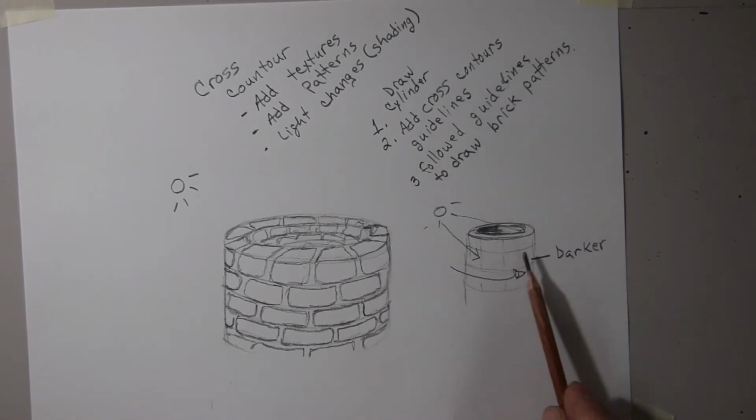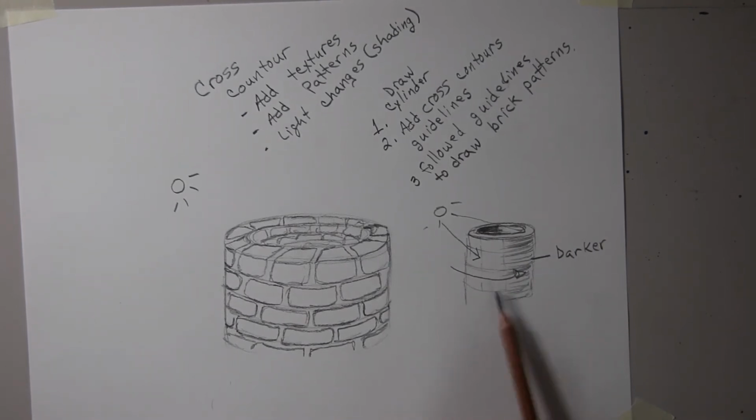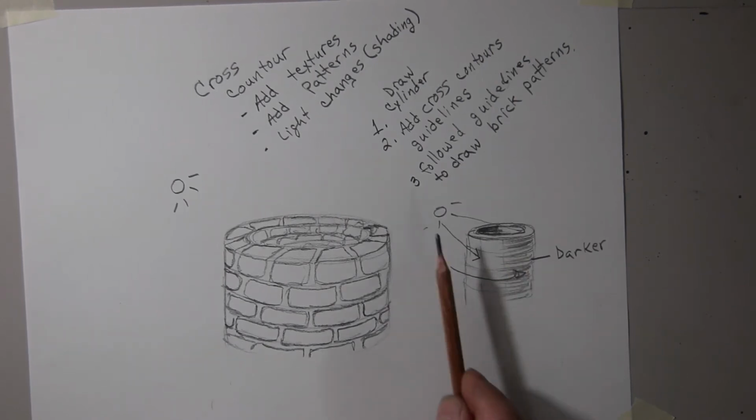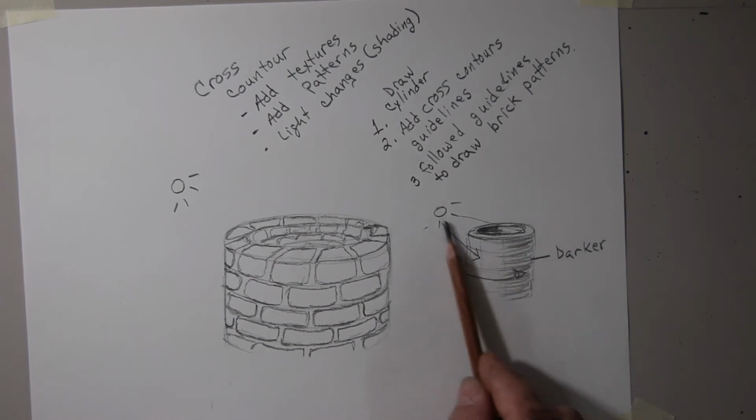The highlight is actually not going to be on the far left edge. It's going to be a little bit inside of that. Now I'm going to use my cross contour lines for shading as well. When I do the shading, I'm following the curves established by my cross contour lines.